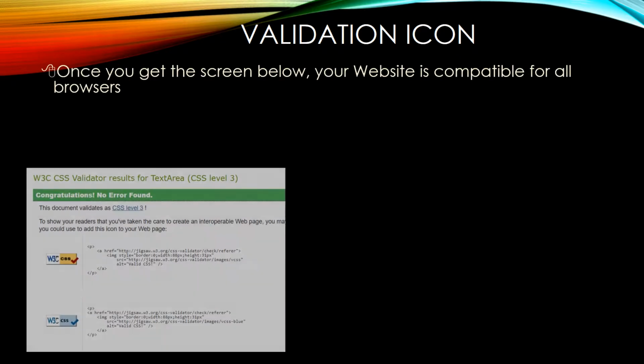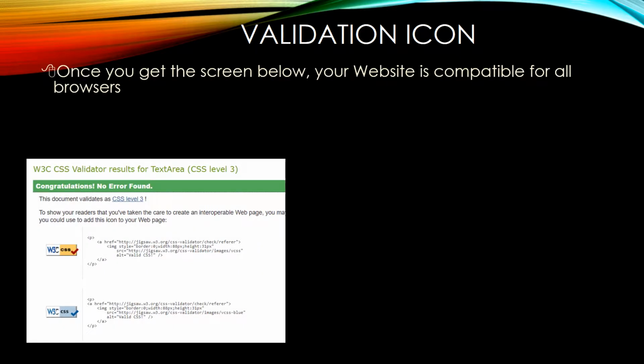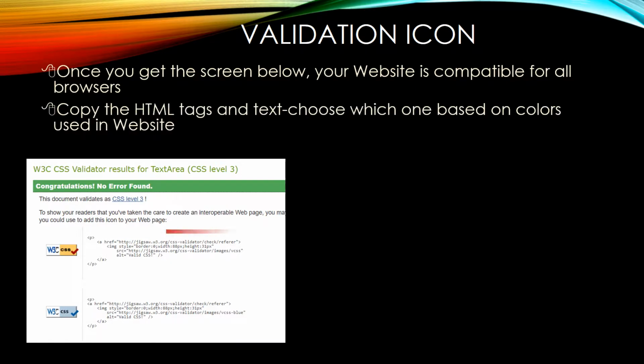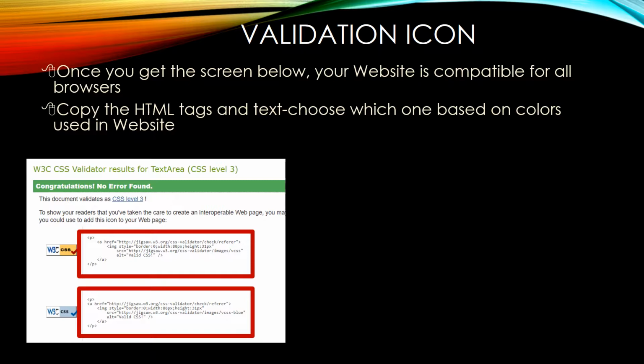The validation icon for CSS. Once you get the screen below, after you check for errors and find that you have none, W3 Schools provides you with some icons that show your website is compatible for all browsers for CSS3. All you need to do is pick the icon that you want displayed on your website. That could be the first one or the second one. Usually it's based on what color fits best.